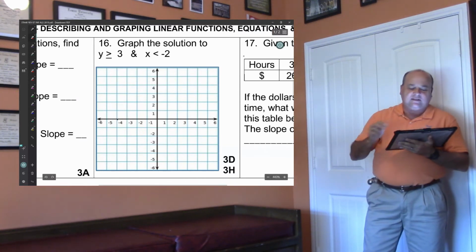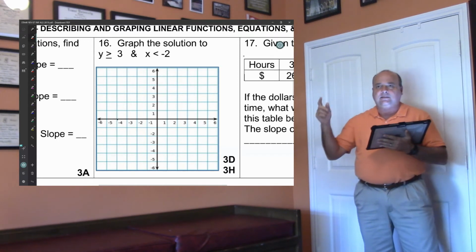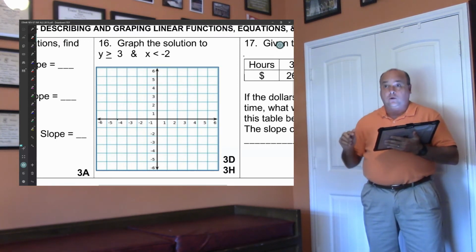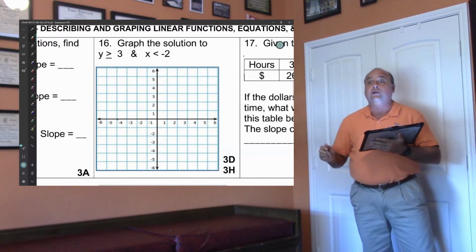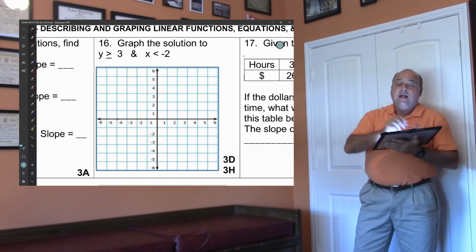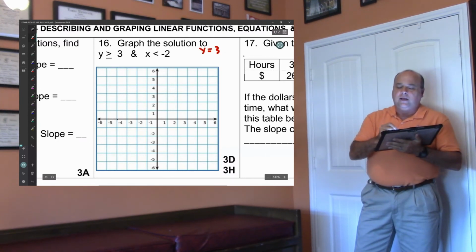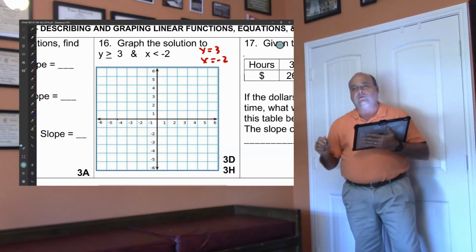Okay, so on 16, I have y greater than or equal to 3 and x less than -2. Y'all haven't done this yet. We're going to be doing this before Christmas. So if you're doing them easy, it's going to be really easy when we do the hard ones. Now then, imagine you're graphing a line and write down y equals 3 and x equals -2. We're going to graph those 2 lines, okay?